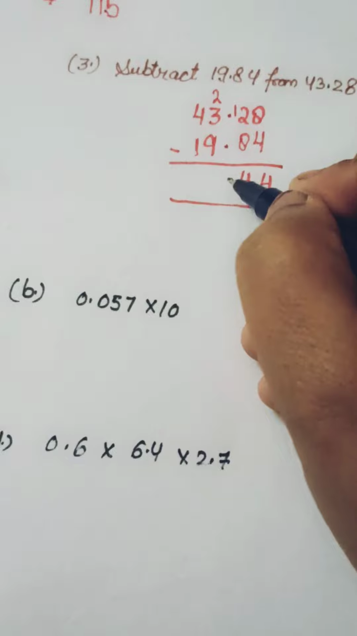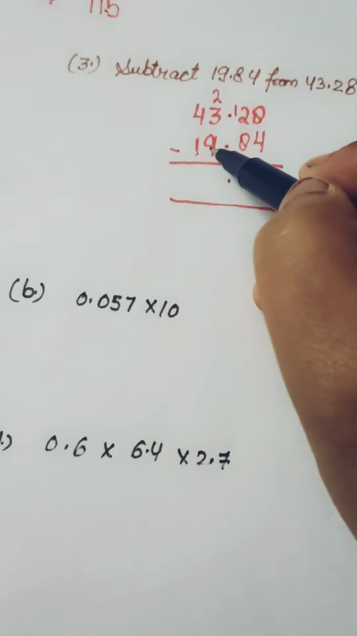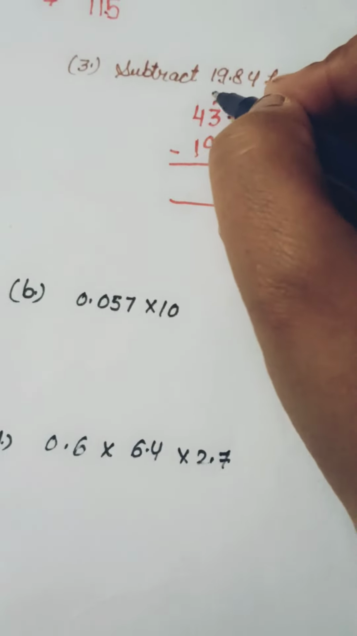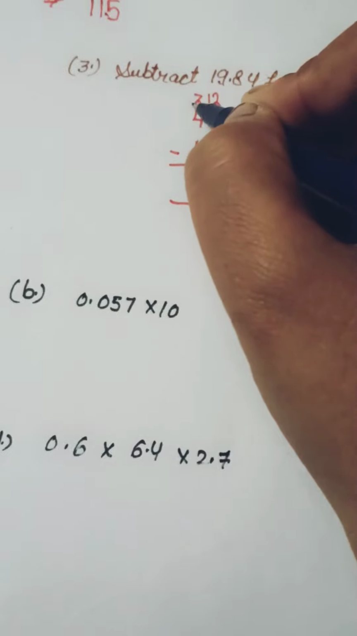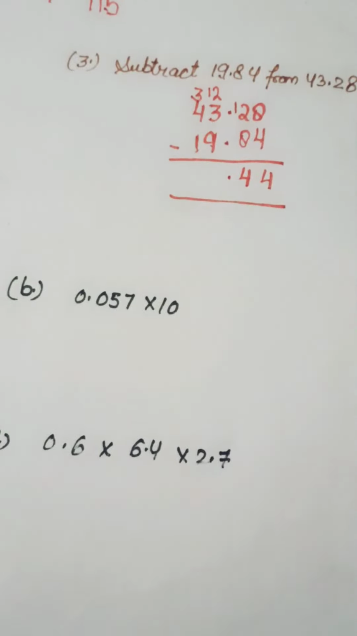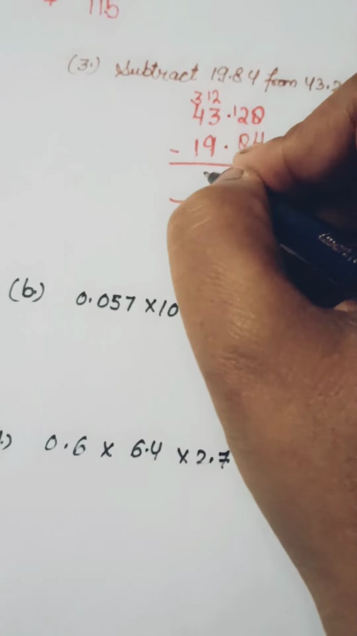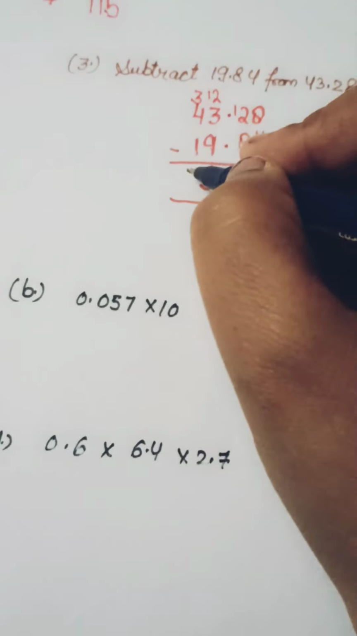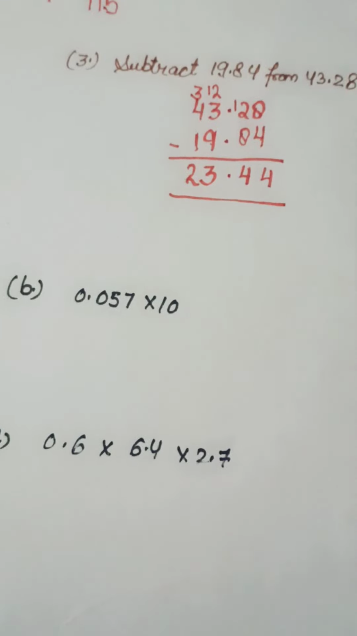Next, what we need to do? Place decimal. Then see, I cannot subtract 9 from 2. So again what I need to do? I need to take one borrow again from this number. So it will be left with 3 over here. Now 9 subtracted from 12 will give us 3. And then 1 subtracted from 3 will give us 2. Okay, so this is how we have done it.